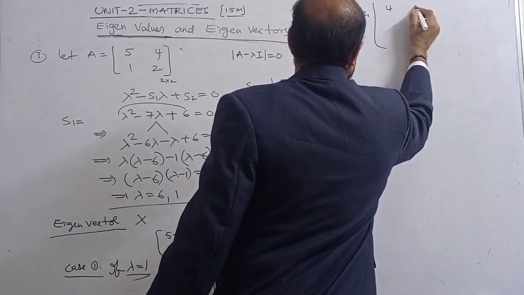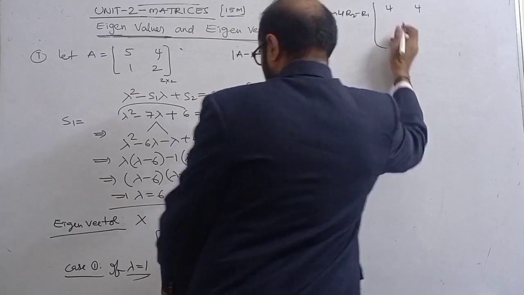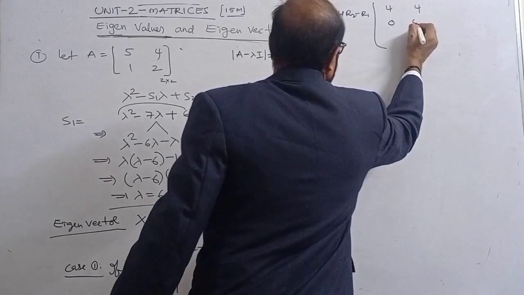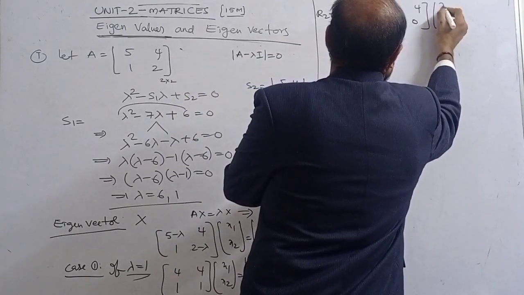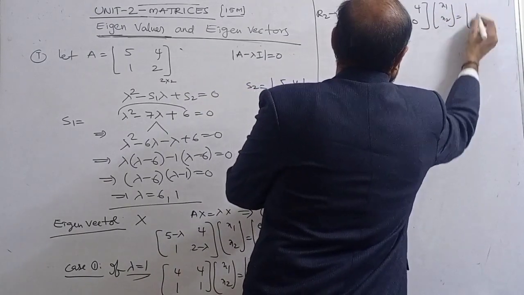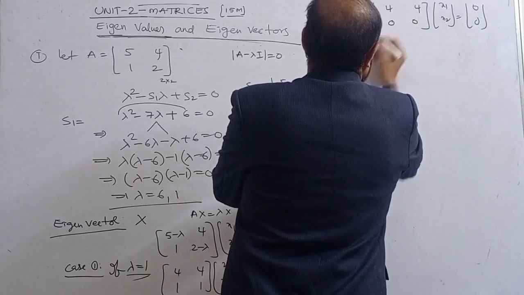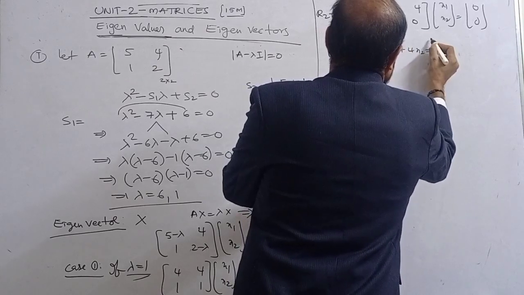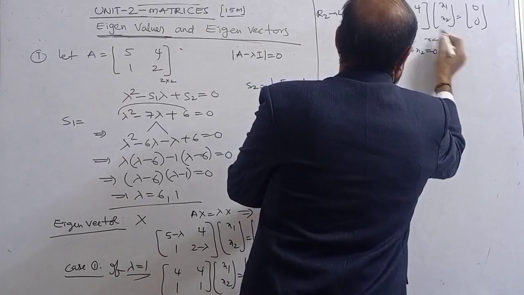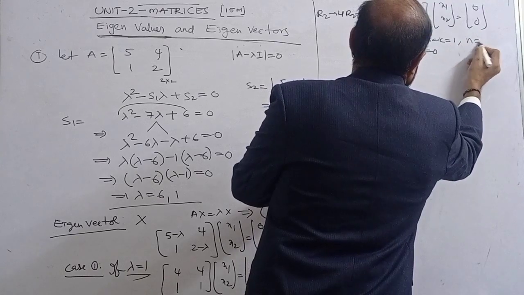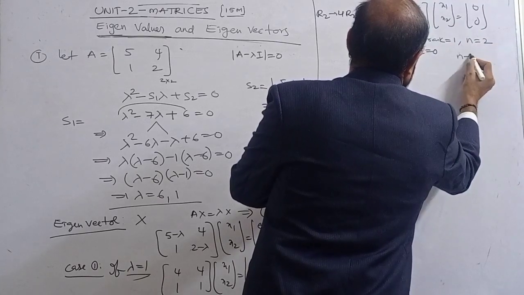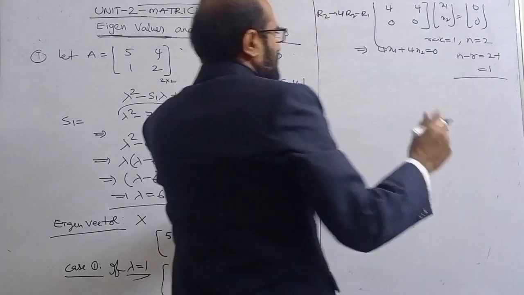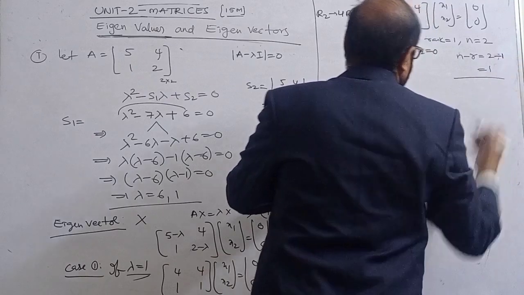4R2 minus R1: 4 minus 4 is 0, 4 minus 4 is 0. So this is 0 and 0 into x1, x2 equal to 0, 0. This implies 4x1 plus 4x2 equal to 0. Here the rank is only 1 and the number of variables is 2, so you can choose n minus r, that is 2 minus 1, one variable, as an arbitrary constant.